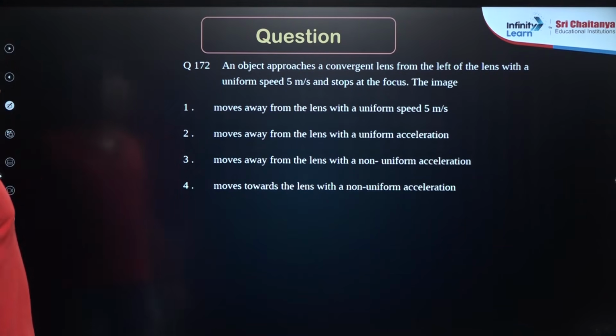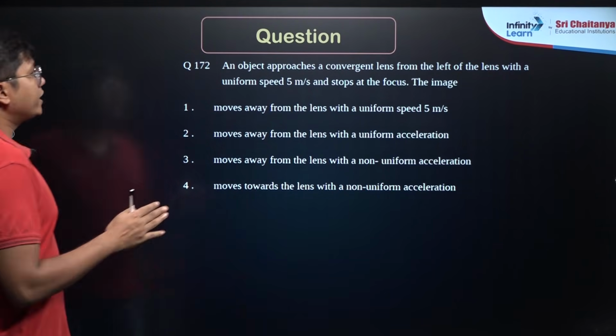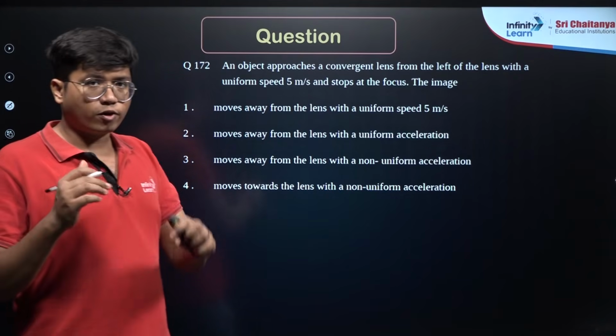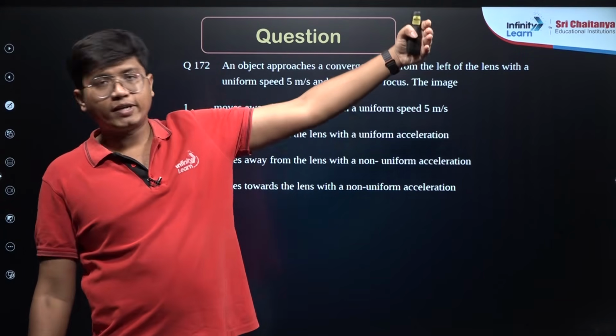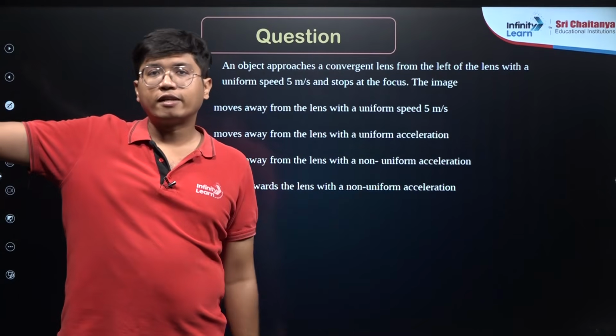Next, an object approaches a convergent lens from the left of the lens with a uniform speed of 5 meters per second and stops at the focus. The image will be what? So we know for a lens, the closer you come, the further the image goes away. That's why an object at infinity has an image at the focus, and an object at the focus has an image at infinity.